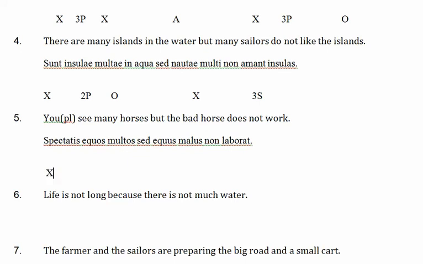Next sentence, life. So life is nominative. Est is third singular, agreeing with life. And again, this will take a predicate nominative. So this long will agree with life. Quod, because. There is not. So second subject here. There is would be third singular. Much water. Again, that would be another nominative. So again, start with my subject. Life, vita, non est longa. Quod, and then there is just est, non, multa, aqua multa. Again, nominative singulars.